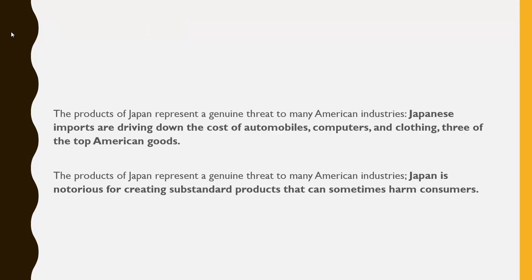Now, here's an example of sentence pattern 3. Notice, after the colon, the sentence explains why it's a threat to American industries. And look at the last sentence. This is where we would use a semicolon. It's very closely related, but again, it's not explaining the genuine threat, so it doesn't justify a colon.